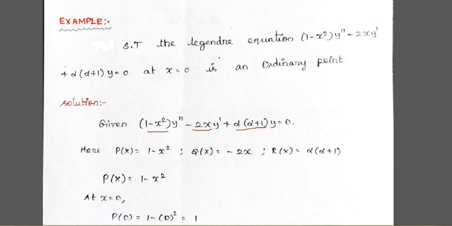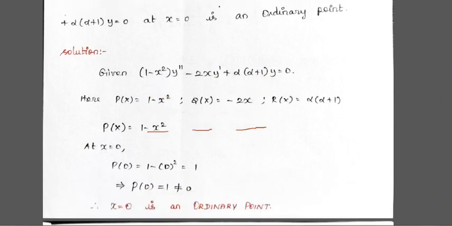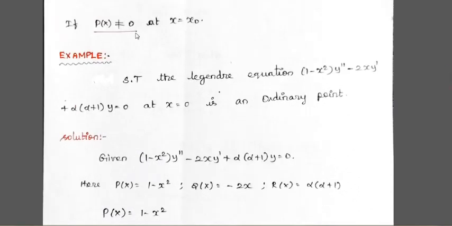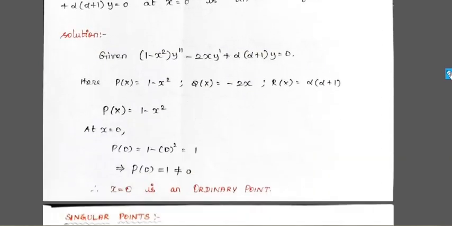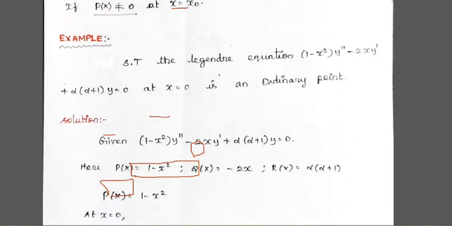Here we want to check that p of x is not equal to 0. That is the definition: if p of x is not equal to 0, then that point is called an ordinary point. Let us check here. p of x equal to 1 minus x square, at x equal to 0. So p of 0 equal to 1 minus 0, that is, the answer is 1. Therefore p of 0 is not equal to 0. So the Legendre equation at the point x equal to 0 has an ordinary point.